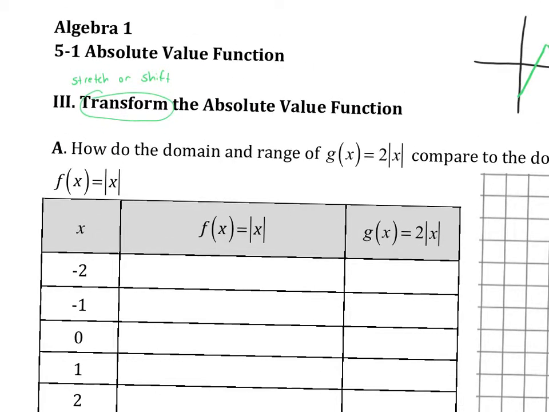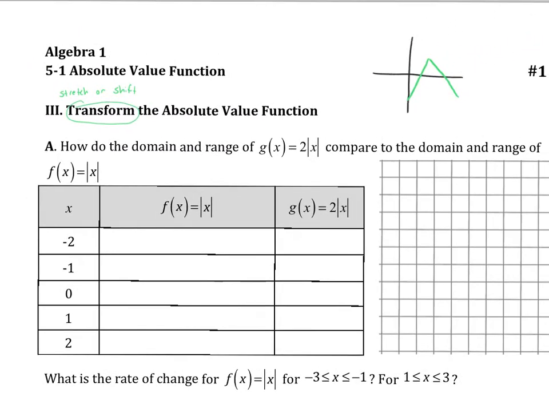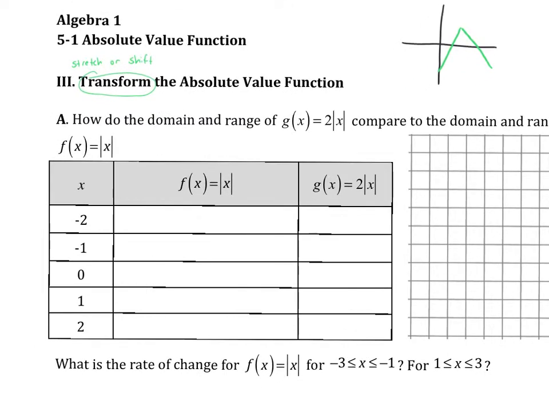So we're going to unpack that more later, but right now we're just going to do some very, very simple transformations. And we want to see how the domain and range of our second function compare to the domain and range of the first function. That's called my parent function. Well, we've already done this work, so we don't need to do it again. When I plug in a -2, I get a 2. Plug in a -1, I get a 1, a 0, a 1, and a 2.